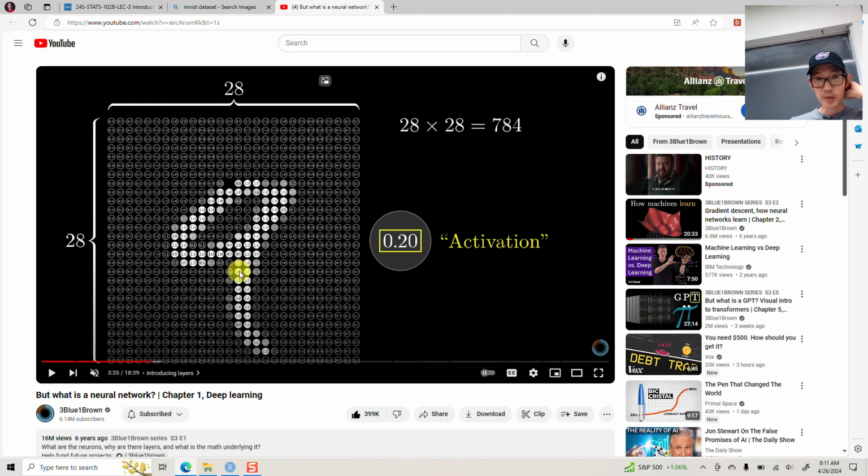Let me play this. This is 3Blue1Brown, but what is a neural network?